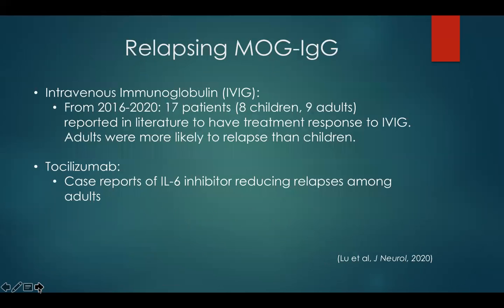So for our relapsing patients, other things that have been tried, I mentioned briefly IVIG. In the literature, over the last 4 years, 17 patients have been reported as receiving IVIG for anti-MOG, and it seems that children just have a better response to it than adults. Adults were more likely to relapse on maintenance IVIG. And then tocilizumab has been used. There are a couple of case reports of that, and it seems to reduce relapses as well. I've used it twice.